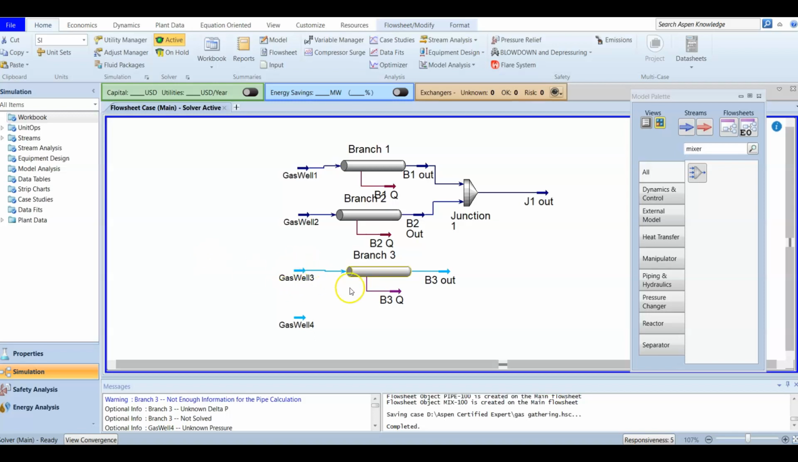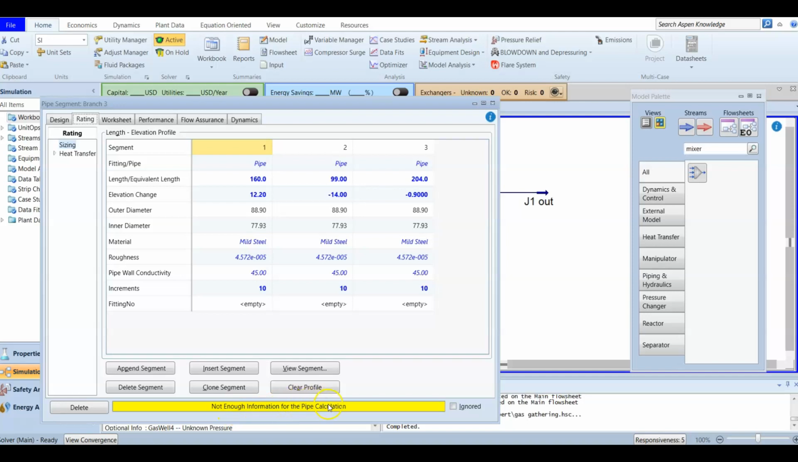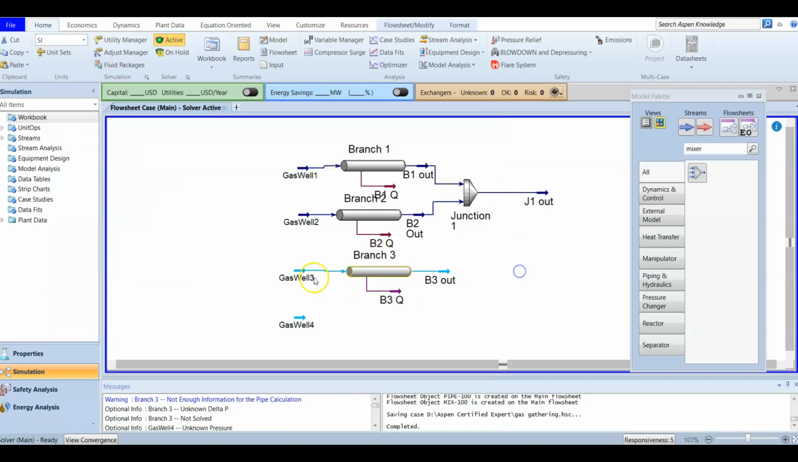Here we don't have this pipeline solved. If we look here, there is not enough information for the calculation, because our gas well number 3 is not fully defined. So how do we define this one? We are going to do a back calculation.